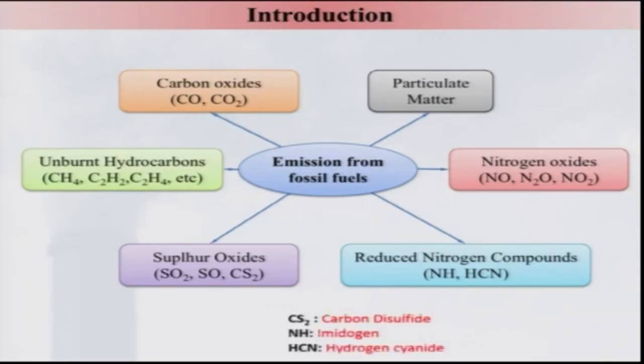So, as I told, if you look at the CS2, it is carbon disulfide, which is a very poisonous substance, and NH is imidogen, which is also very reactive. HCN is hydrogen cyanide, which is also a very poisonous gas, and so also the other things which will be affecting the health and also the structure.